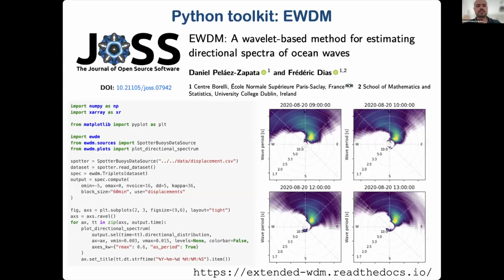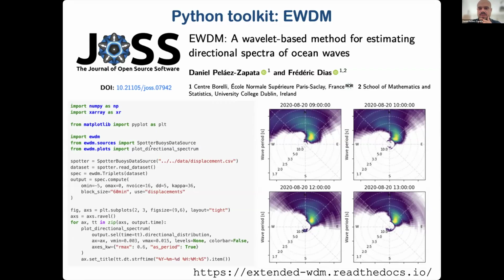Okay, so we just built a Python toolkit called EWDM, extended wavelet directional method, trying to incorporate both methods, the original wavelet method and the one we are working on here. It was published in the Journal of Open Source Software last year or this year. So basically, with a couple of lines of code, you can obtain a good estimation of the directional spectrum, provided you have the data.